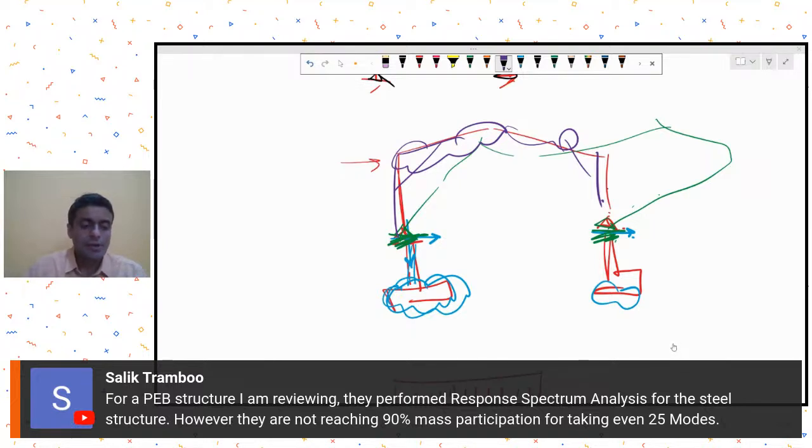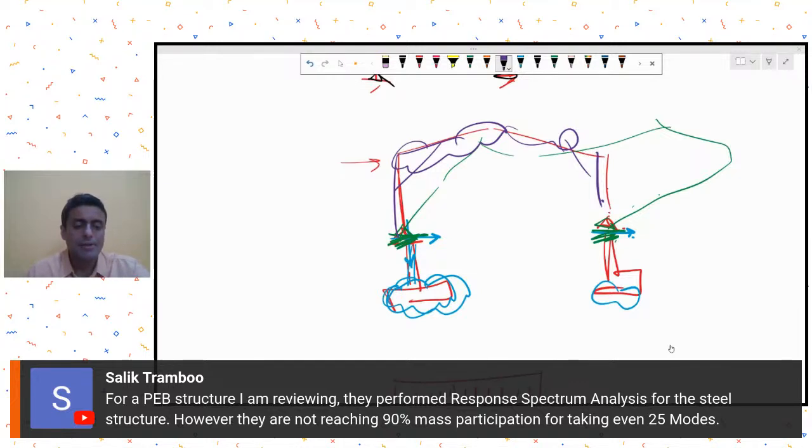Mr. Salik is saying, for a PV structure I am reviewing, they perform response spectrum analysis for the steel structure. However, they are not reaching 90% mass participation even after taking 25 modes. Even if 90% of mass gets participated, I would be happy enough, because this is a structure where higher modes will not lead to any important outcome as such.